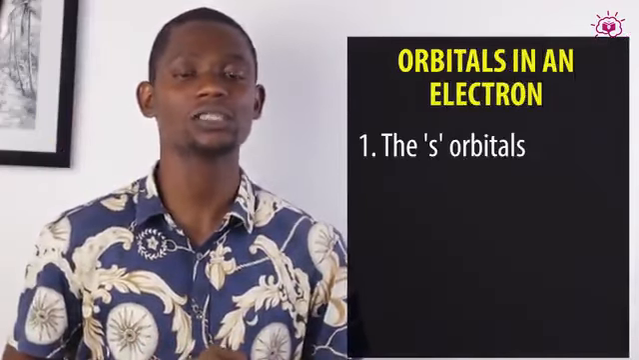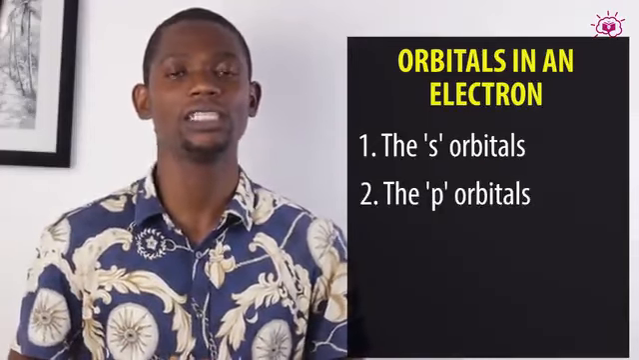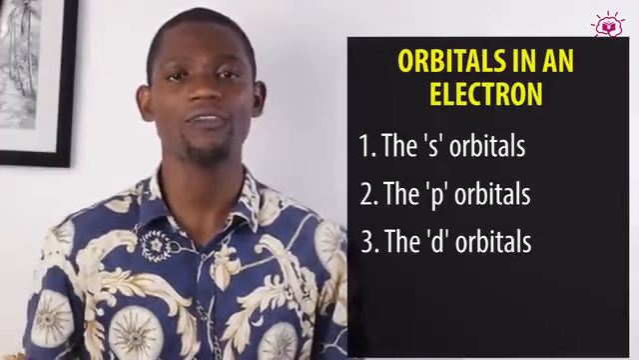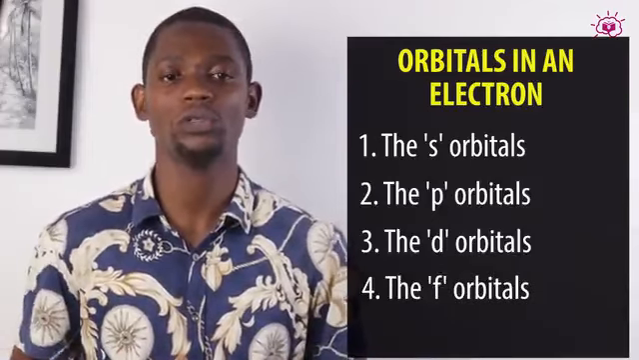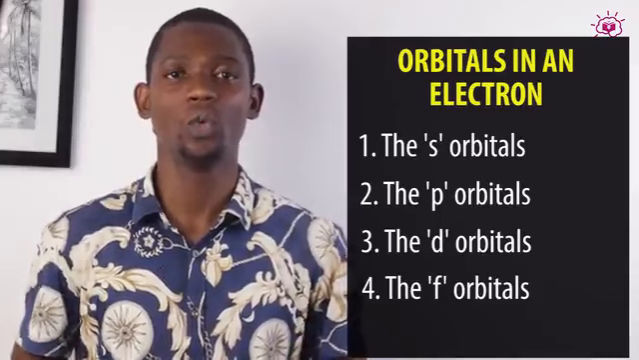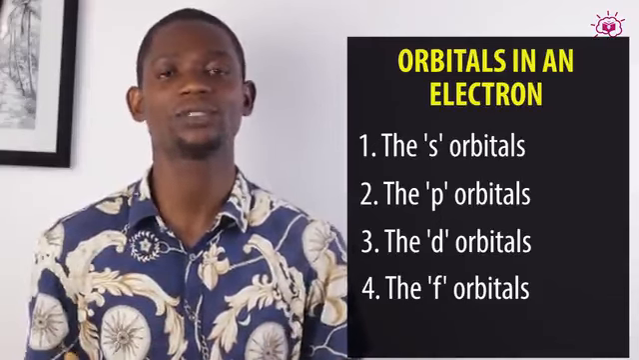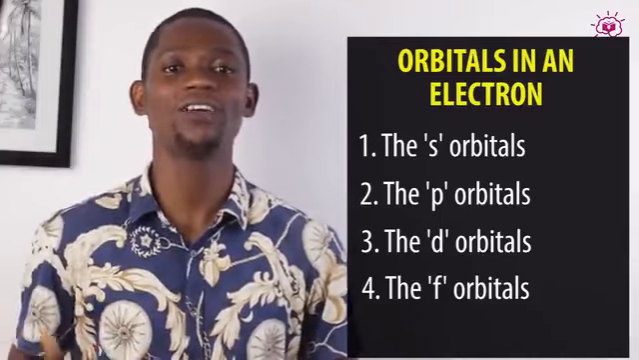So in an overview, for streamlining purposes, the orbitals we have for an electron include the s orbitals, the p orbitals, the d orbitals, the f orbitals, and so on and so forth. In our next video, we shall discuss in an overview the principles governing the filling of electrons in these orbitals.